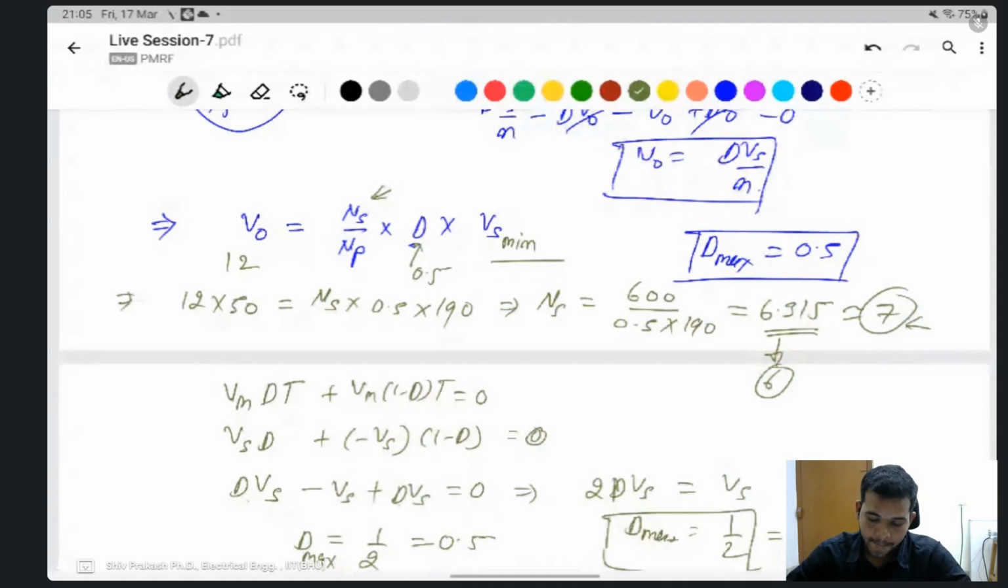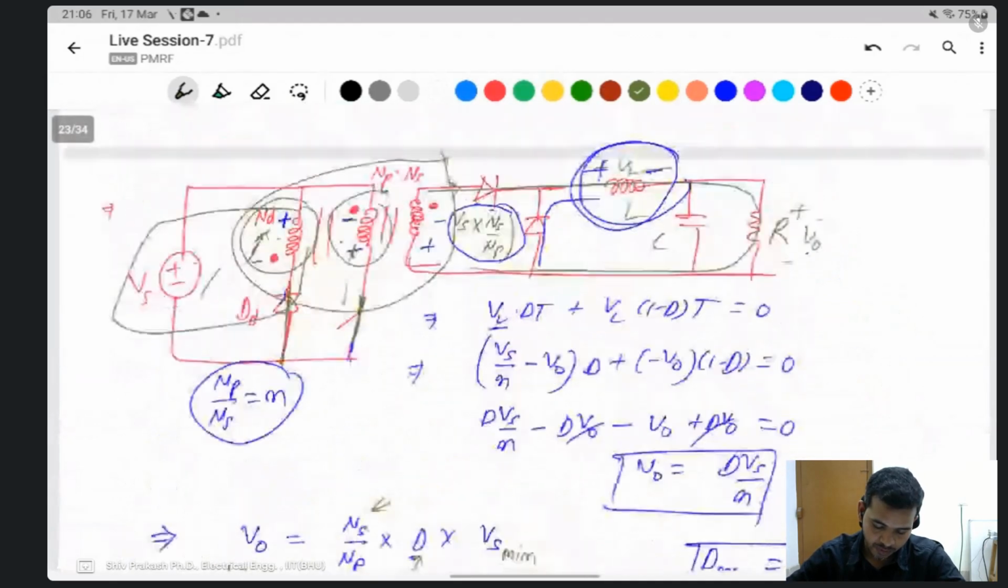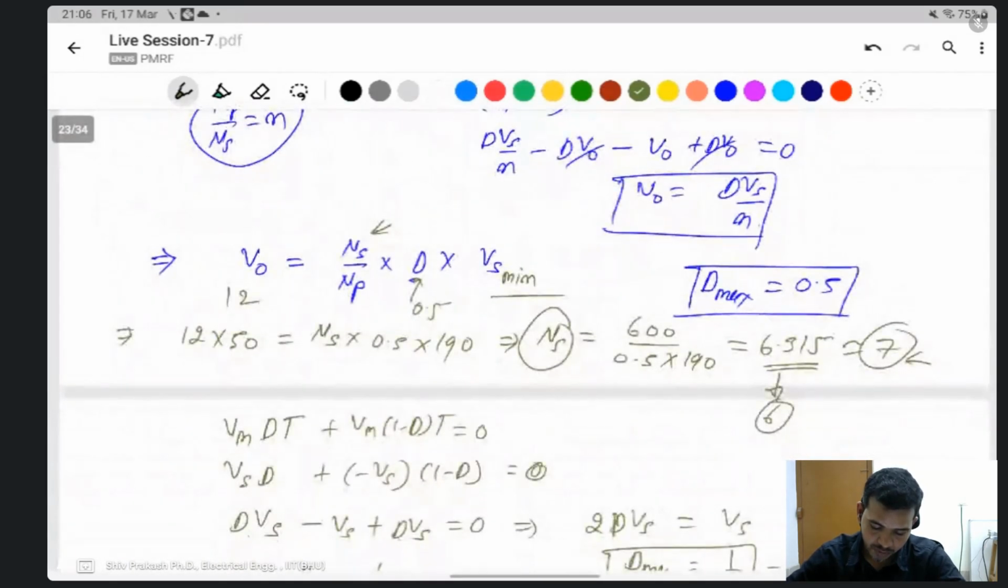No, this is not the turns ratio here, sir. This is Ns, the number of turns, in integer value only. How many turns do you take? Sir, here you have defined Ns by Np as the turns ratio. Similarly, the opposite term, Np by Ns, can also be defined as N. Yeah, you can take this.